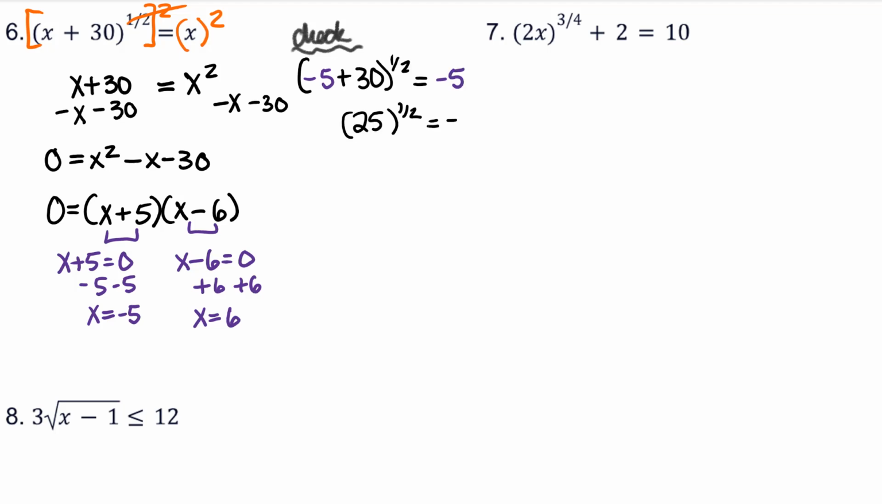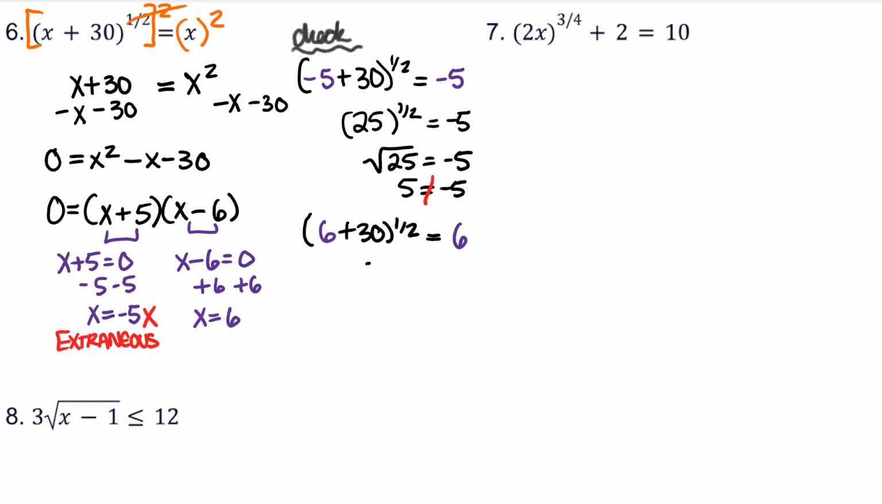Remember 25 to the 1/2 is simply square root 25. You can write it in root form or just continue to simplify. The square root of 25 is 5, not negative 5, making x equals negative 5 an extraneous solution, not a solution to this original equation at all. Making x equals 6 our only solution.